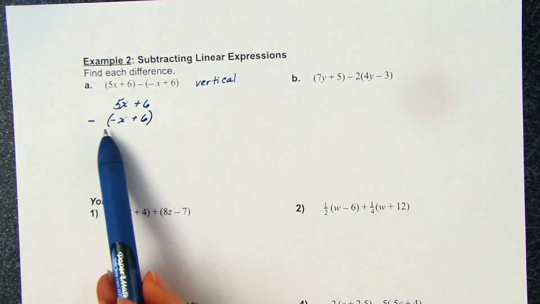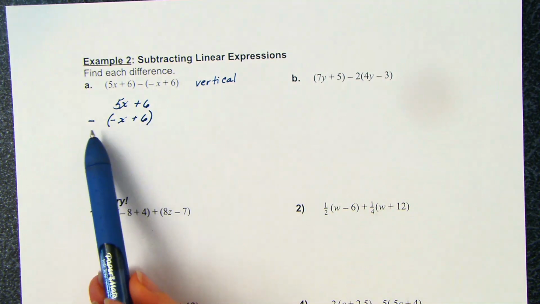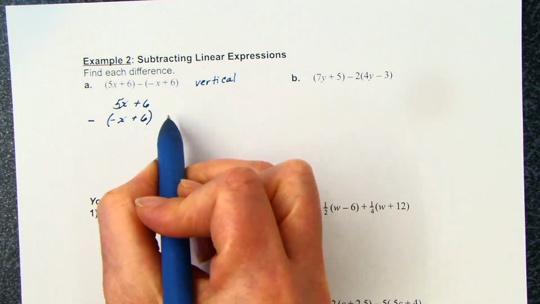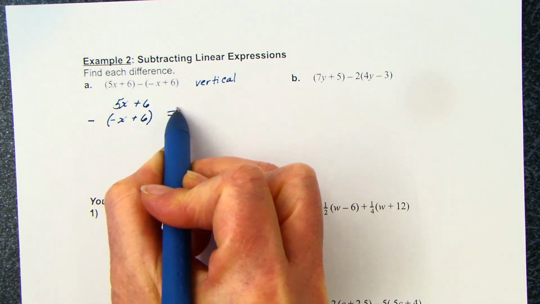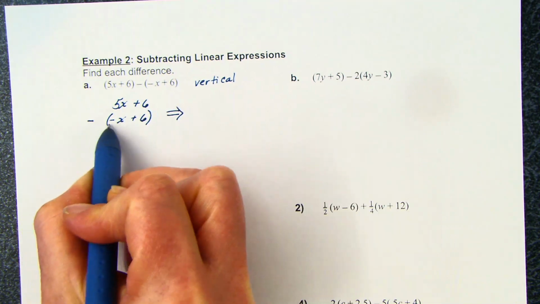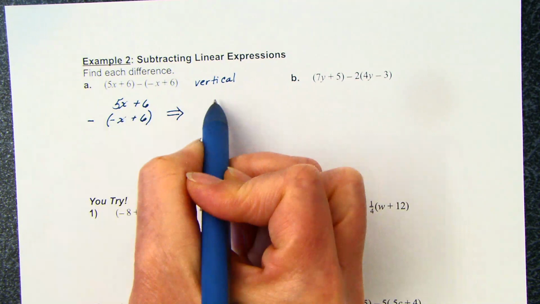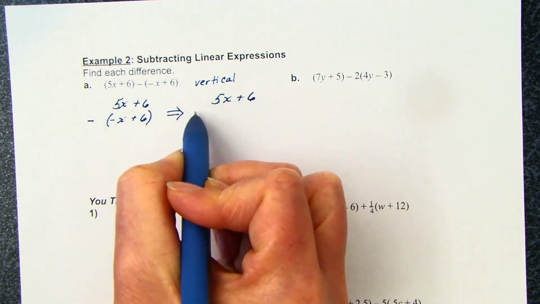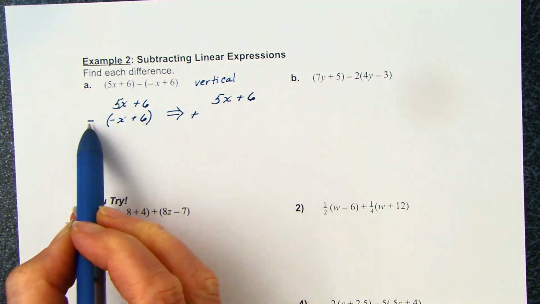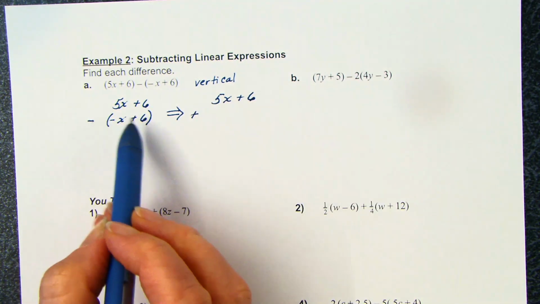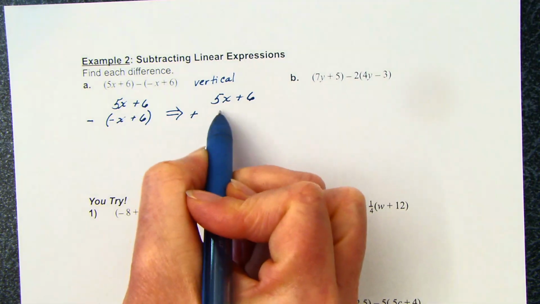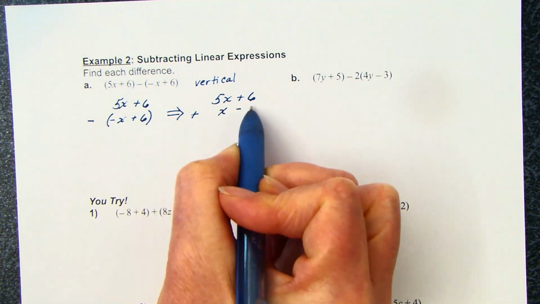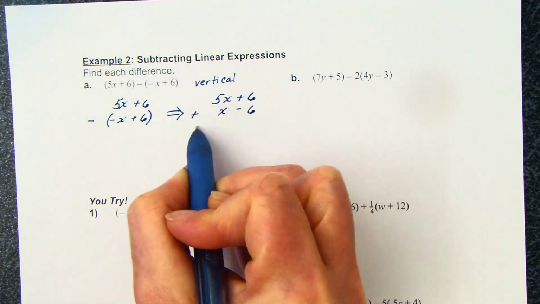Okay, so what happens is this is very tricky, right? You've got this negative out here and then the negative in here, and it makes it really hard to work. So we're going to change that. Instead of trying to subtract a negative, we're going to make this into addition. So we're going to change it to 5x plus 6 plus, and now we're going to distribute this negative sign to everything inside, meaning we're going to flip all the signs over. So I'm going to change it to a positive x and a negative 6. And now I can add.